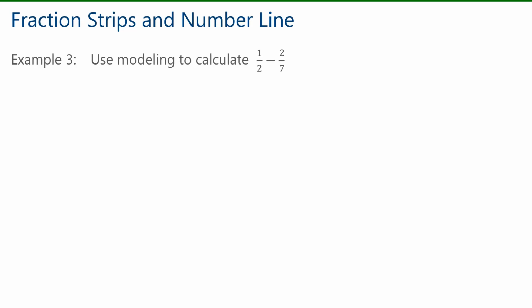Let's look at another example. This time we have a 1/2 subtract 2/7. Let's go through the same process that we did in the previous example. So 2 and a 7 are my denominators.